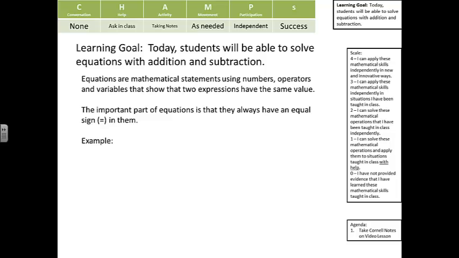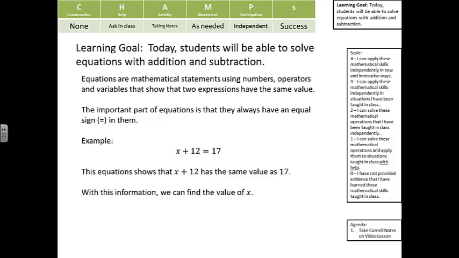So here's an example of an equation. We have x plus 12 is equal to 17. The x plus 12, that's one expression. The 17, even though it's a number by itself, is also an expression. And the equation shows us that x plus 12 has the same value as 17.